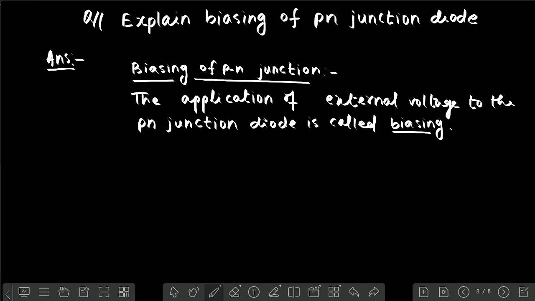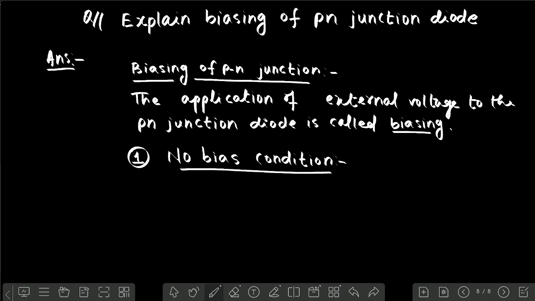So there are three types of biasing. First, the no bias condition, which means no voltage is applied. The next two types are forward biasing and reverse biasing. So first, write number one under types of biasing: no bias condition. What do you mean by no bias condition?